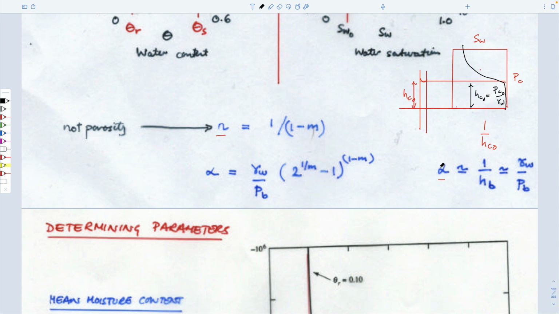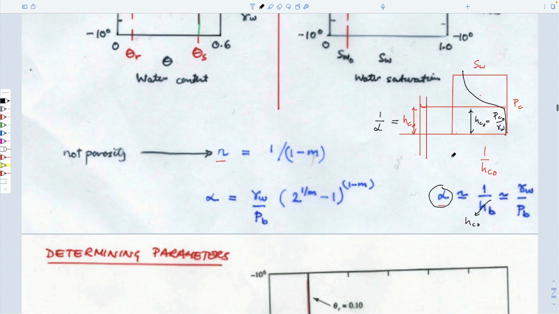And so the utility of this term alpha is that it's equal to the reciprocal of the bubbling height. And so if you think of 1 over alpha as equal to the height rise. Right. Alpha equals 1 over HB, flip it upside down, 1 over alpha is equal to HB. So this term here is what we've called HC0. That's quite a useful term in a physical sense.